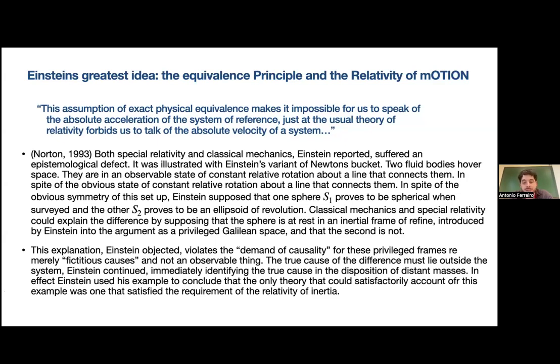Einstein continued, immediately identifying the true cause in the disposition of distant masses. In effect, Einstein used this example to conclude that the only theory that could satisfactorily account for this example was one that satisfies the requirement of relative inertia. So what this is telling us is basically that for Einstein, any experiment that relied on the fact of an inertial frame to explain a physical law was not epistemologically satisfactory, because we are relying on an explanation that has to do with something that we cannot observe, in this case, the inertial frames.